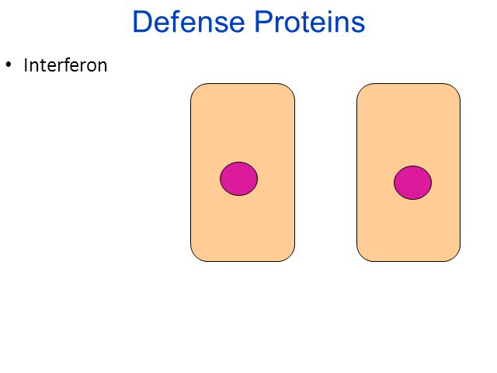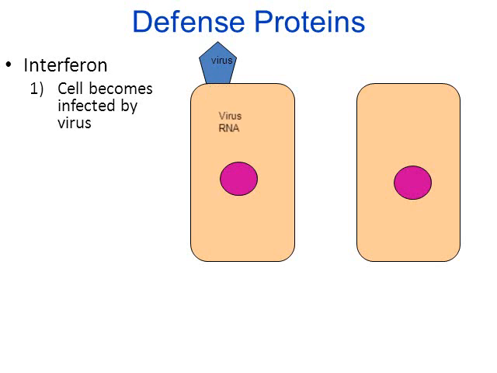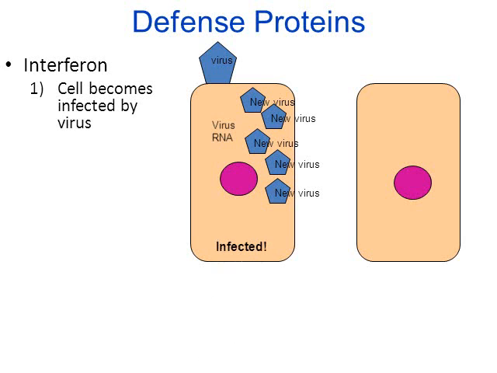Another type of defense protein I want to mention is called interferon. Well, here's two cells, but watch what happens. The cell on the left has just become infected with a virus. The virus has injected its RNA and new viruses are being created. Sadly, the cell on the left is infected and it's going to die. There's really no way to save it.